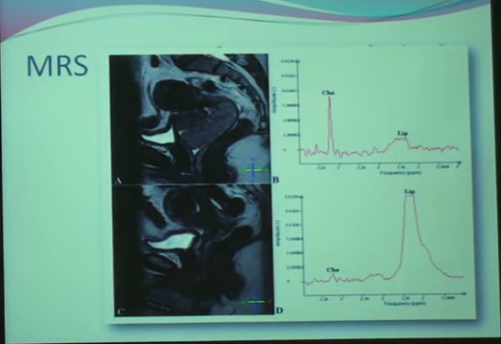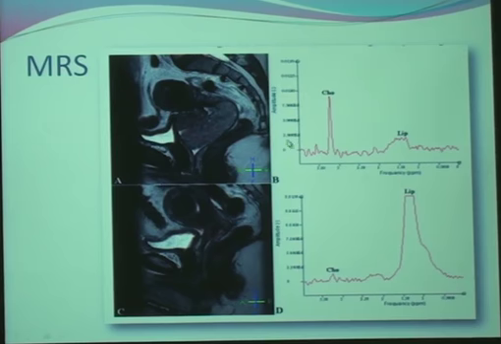MRS is not standard and still under investigation, and a lot of trials have shown that a high choline peak level indicates either recurrence or the presence of cancer cells. Yet, there are still a lot of papers under investigation, and it is not routinely used. MRS is definitely used in neuroimaging, but not as much in abdominal and pelvic imaging.